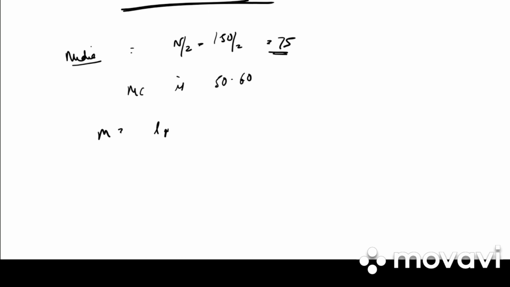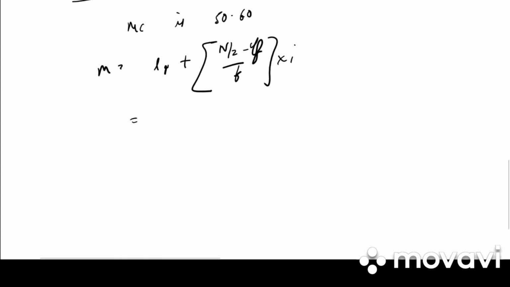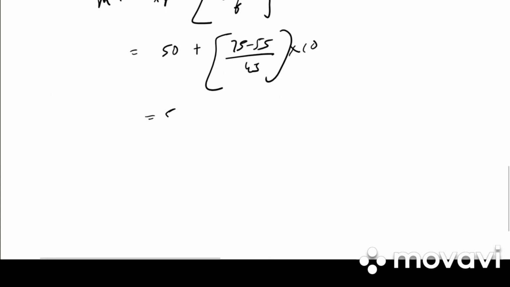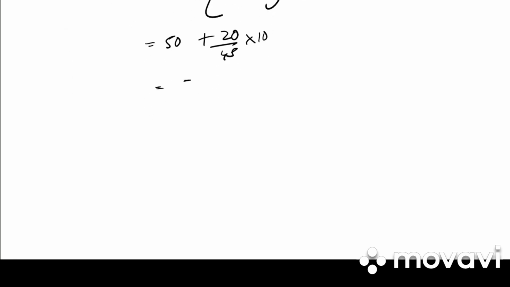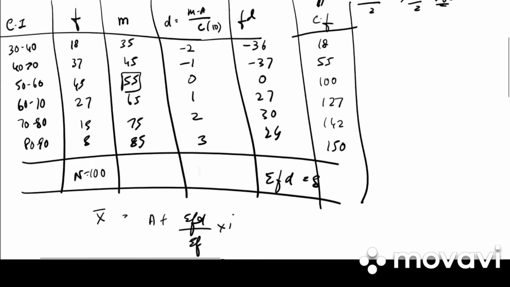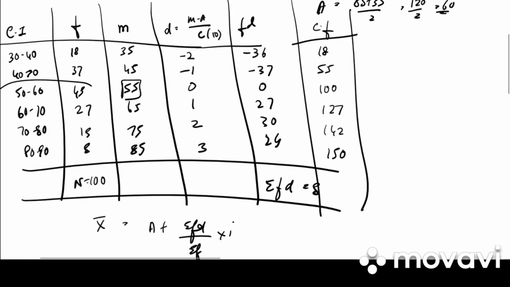So what is the formula? L1 plus n by 2 minus Cf divided by f into i. It is 50 plus 75 minus 55 divided by 45 into 10. 50 plus 20 divided by 45 into 10. 50 plus 4.44, that is 54.44. Therefore, median is equal to 54.44.